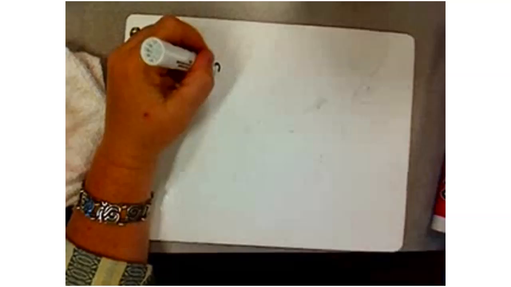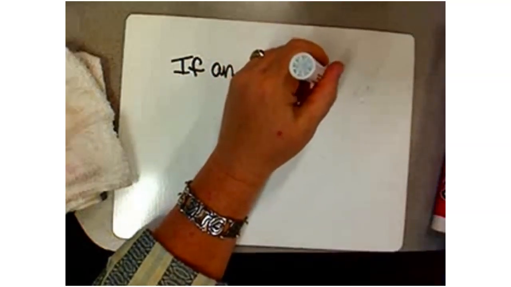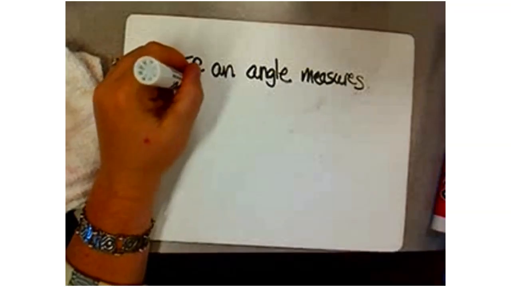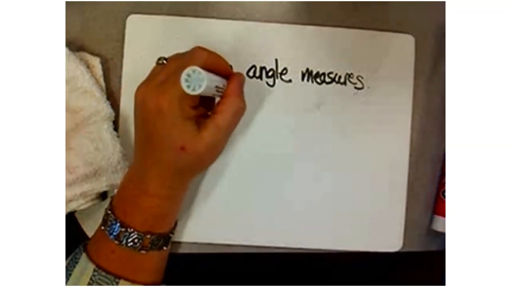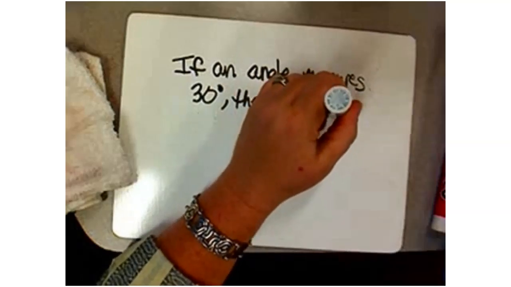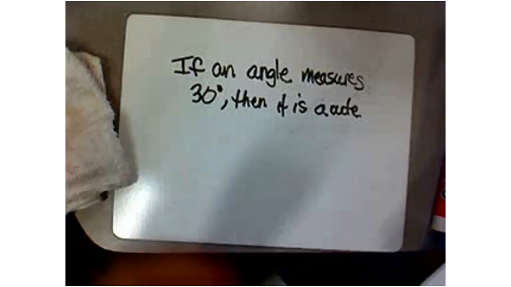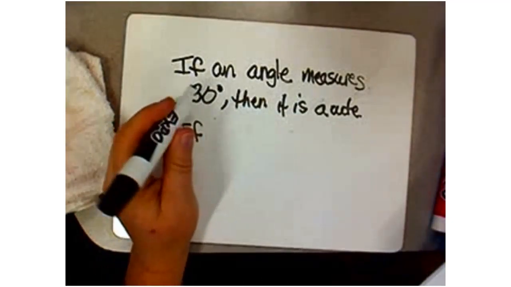Here's another conditional statement. If an angle measures 30 degrees, then it is acute. What is the converse of that statement? The converse is: if an angle is acute, then it measures 30 degrees. Good.